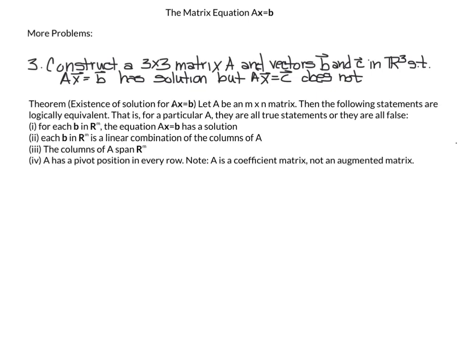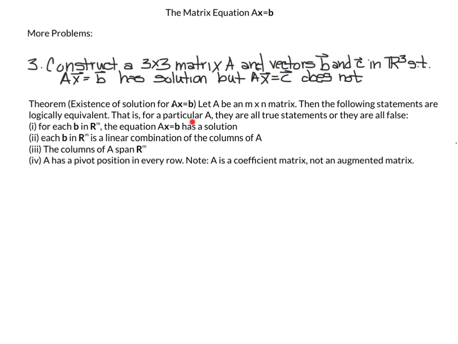So pause the video and give this one a try. My hint is to use this theorem here. So pause the video if you haven't come up with a solution, give it a try. The thing that stands out about this problem is you do not want the matrix equation Ax equals B to always have a solution. I mean, in this case, for B, you do. But when it's equal to C, you don't.